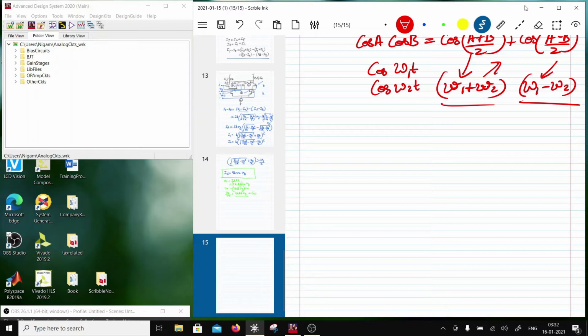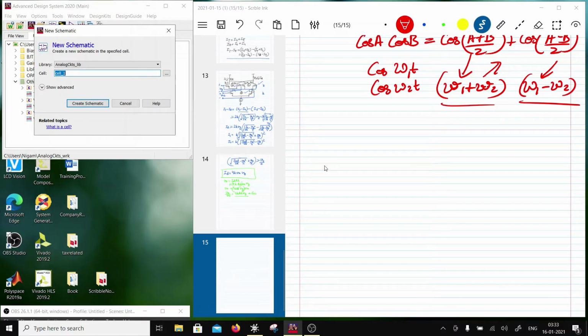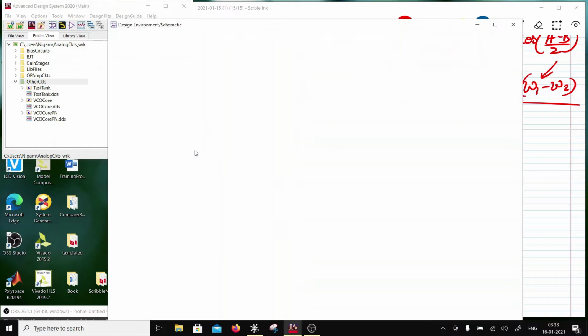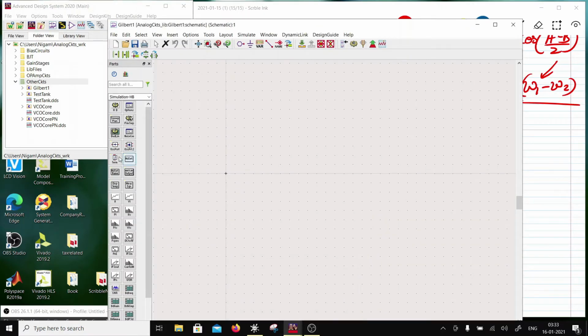Okay, so enough of talks, let's go ahead and design this. To design a mixer, you go here and make a new schematic, and I'm going to call this Gilbert 1. Create. Why is it not responding? Okay, so that's Gilbert 1.